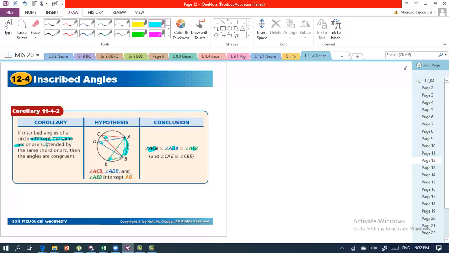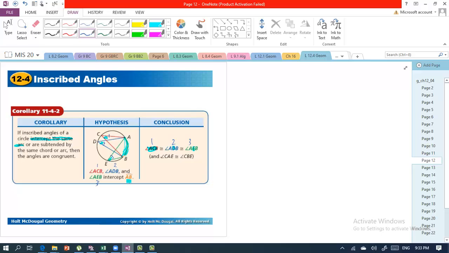So you can see that if the angles ACB, and let me name it better, angle 1 here, angle 2, angle 3, all of them are intercepting the same arc AB. So the angles are congruent, as you can see. So angle 1 is equal to angle 2 is equal to angle 3, for ACB, ADB, and AEB. All of them are congruent.